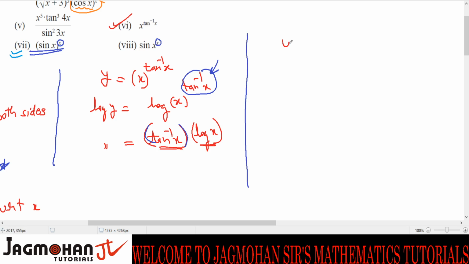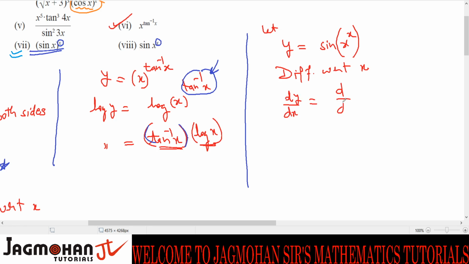Here I will write, let y equals sine of x raised to x. Okay, now here initially I may not take log. Taking log initially is not required, because here you have sine of x raised to x. Please understand, this is not sine x the whole raised to x, it is sine of x raised to x. So as I differentiate with respect to x, I will get d by dx of y equals d by dx of sine of x raised to x.